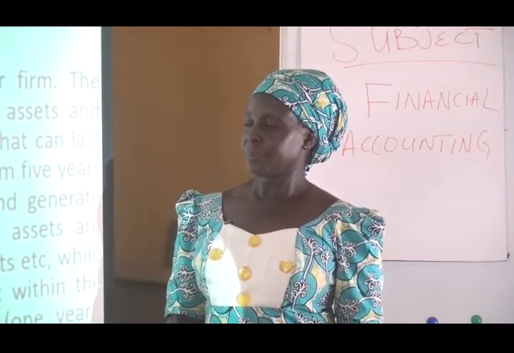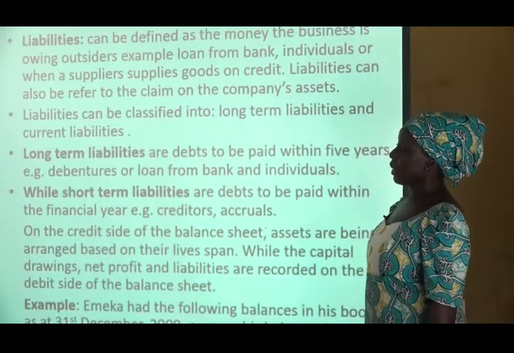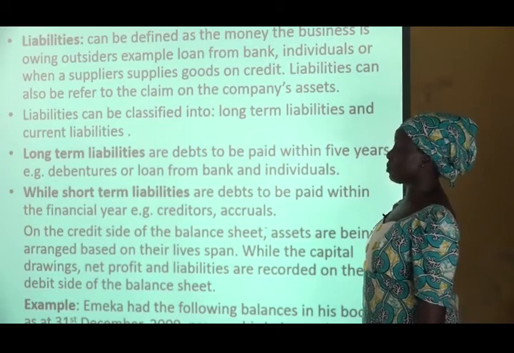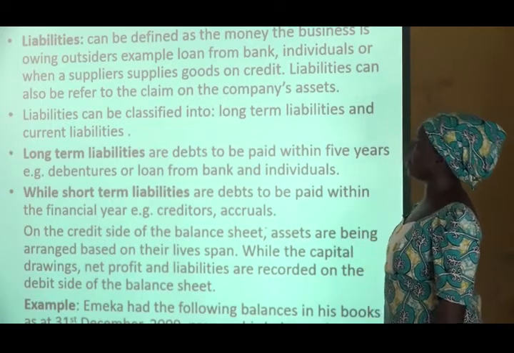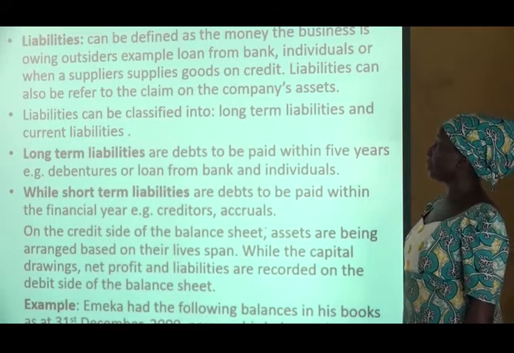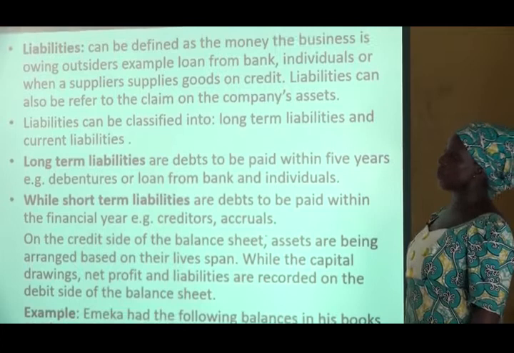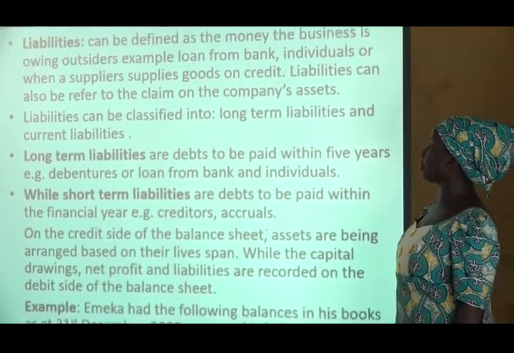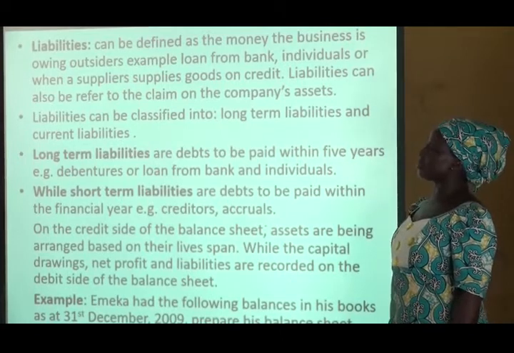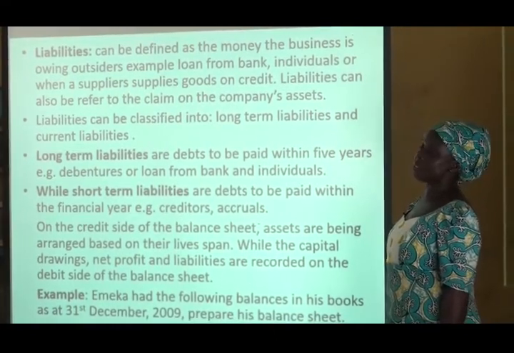Now, we talk of liabilities. Liabilities are the money the business is owing the outsiders. Example, a loan from bank, individuals, or when a supplier supplies goods on credit. Liability can also be referred to as claim on the company's assets.